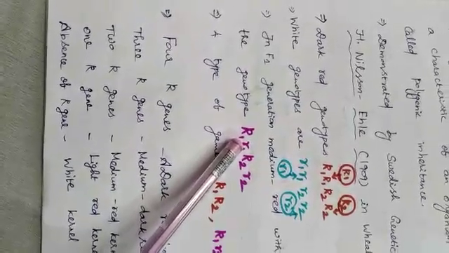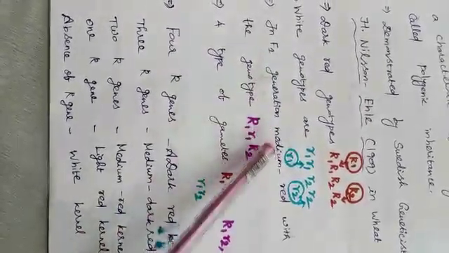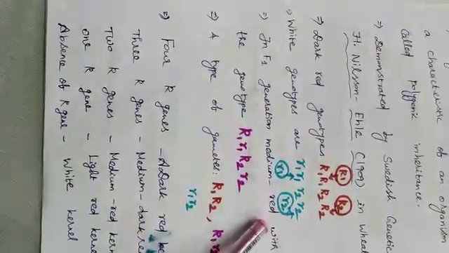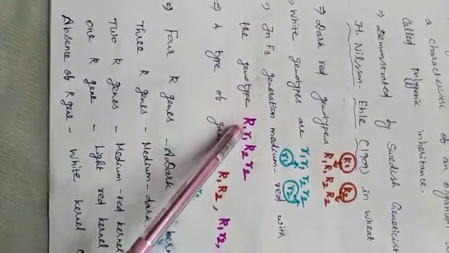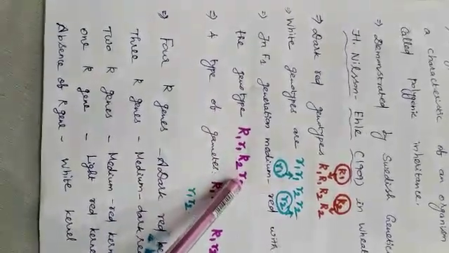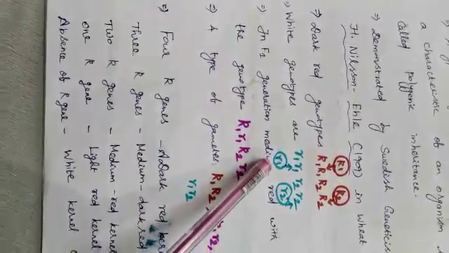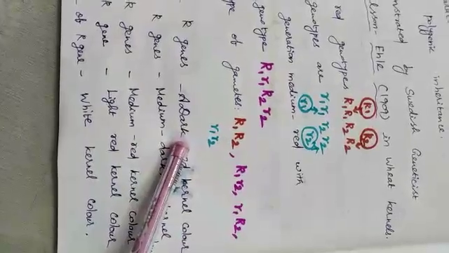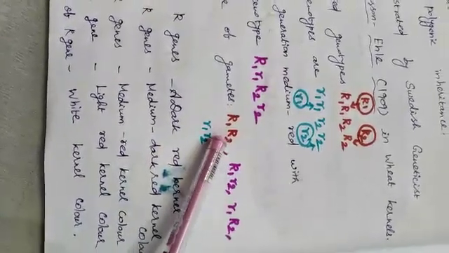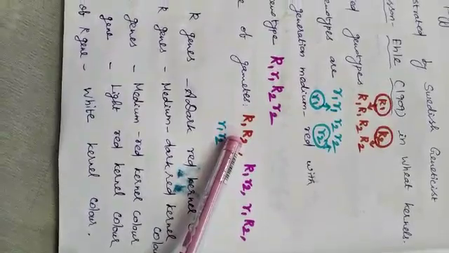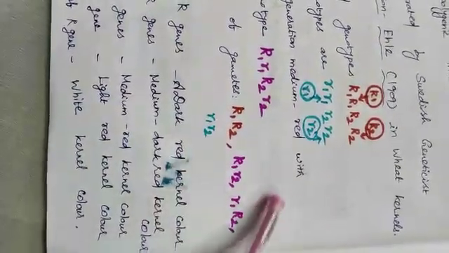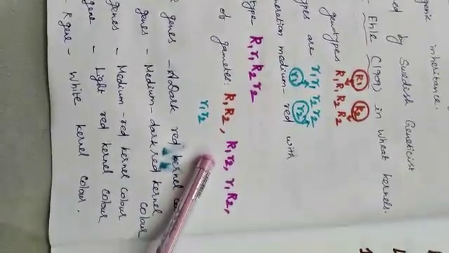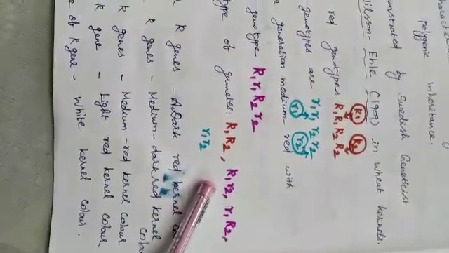In the F1 generation, medium red color is produced, with the genotype capital R1 small r1 and capital R2 small r2, which represents the medium red color in the F1 generation. After that, the F1 generation is selfed. There is the formation of four gametes from each parent, so totally eight gametes, like the dihybrid cross.